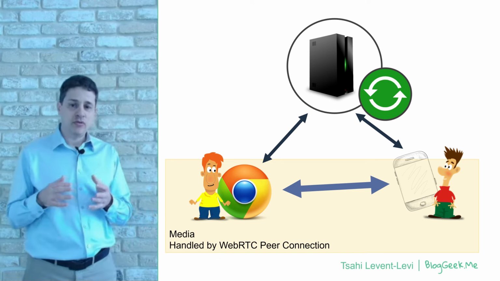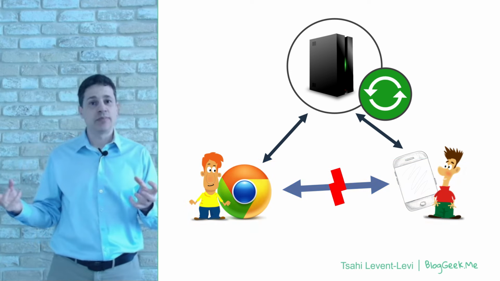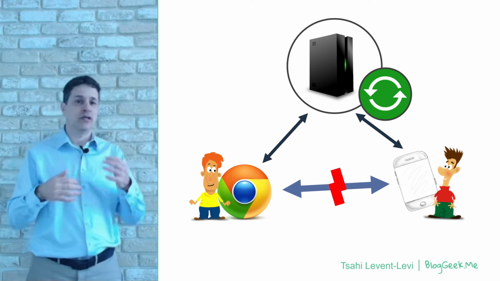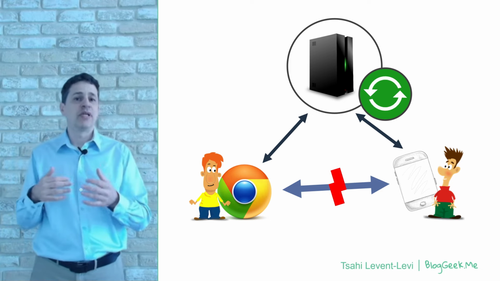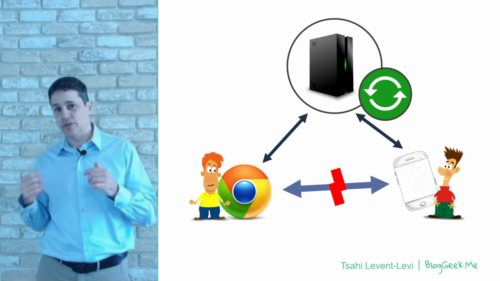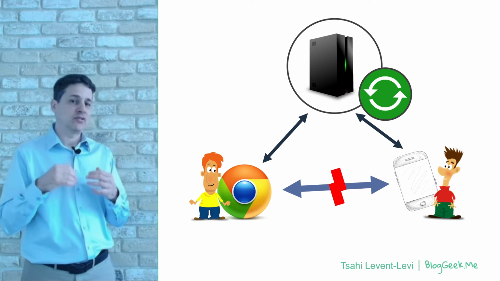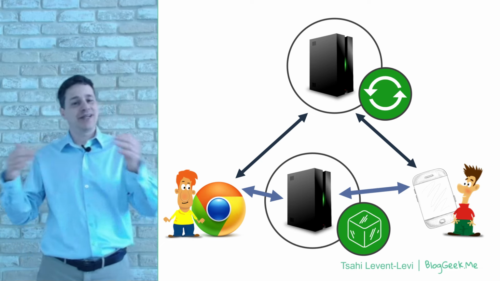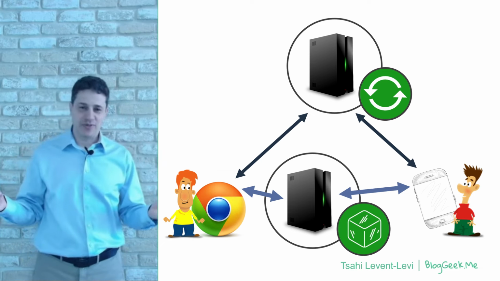What can happen though is that we will not be able to connect directly peer-to-peer. Why? Because there might be a firewall or a NAT device along the route, which would forbid us from doing that if it blocks that connection. In such a case, WebRTC would use a server that is called a TURN server to relay the traffic or the media indirectly through that server between the two peers.